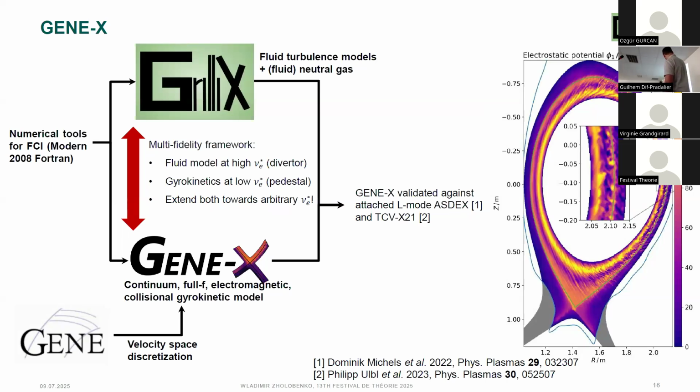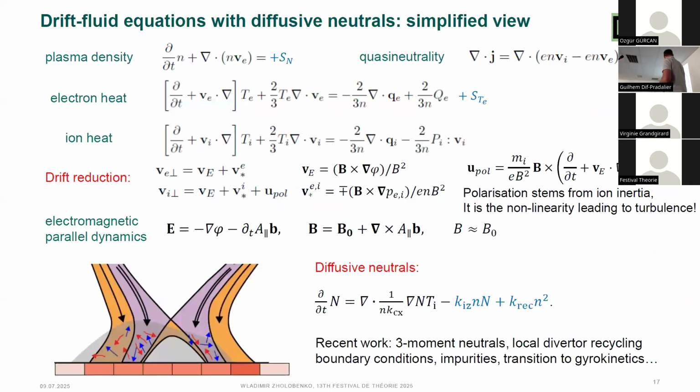So you see here a simulation with GNX, also in the same ASDEX Upgrade geometry with the divertor. So far, doing gyrokinetic simulations at high collisionality has been difficult, hence why I'm doing this with the fluid code, but we are working on bringing these together. You can ask me if you're interested. The Grillix code is a fluid code. So basically what we're doing is solving fluid equations like the continuity equation for plasma density, equations for electron and ion temperature.